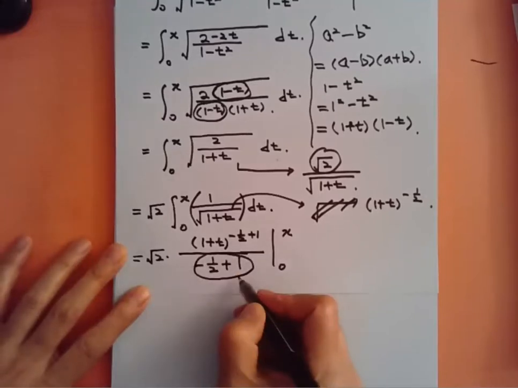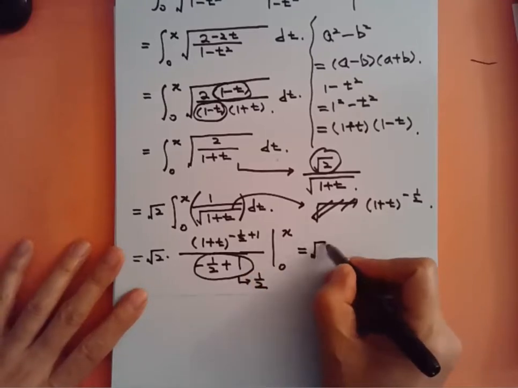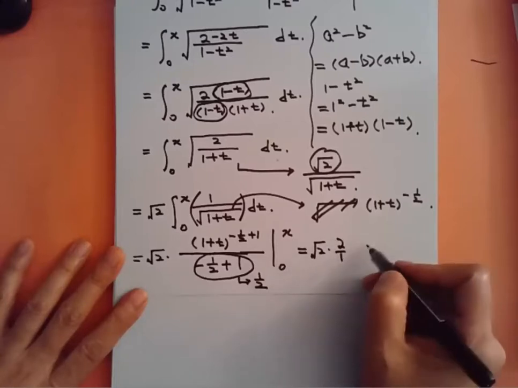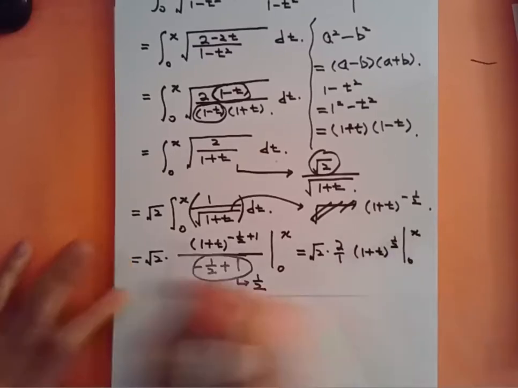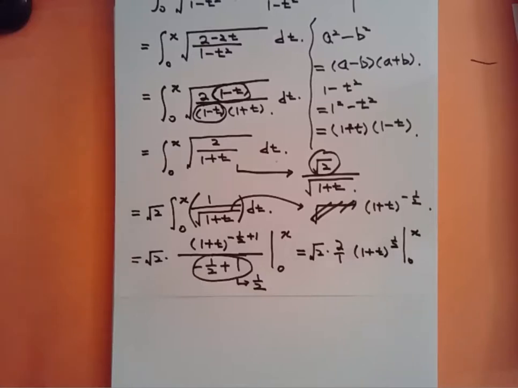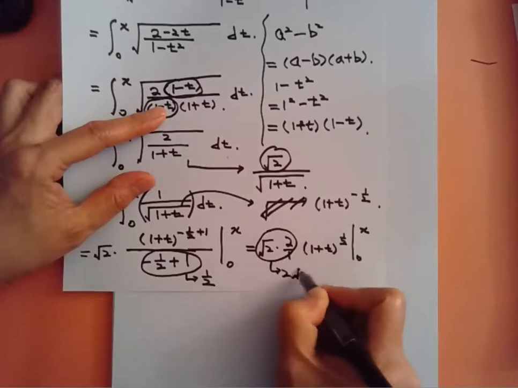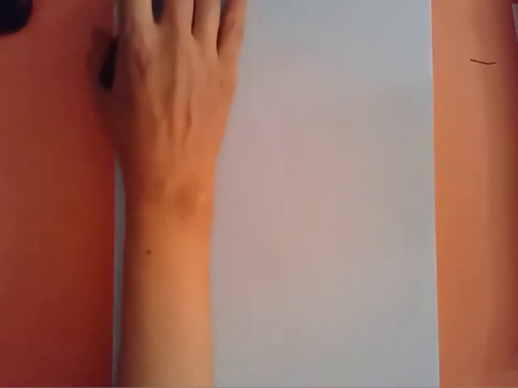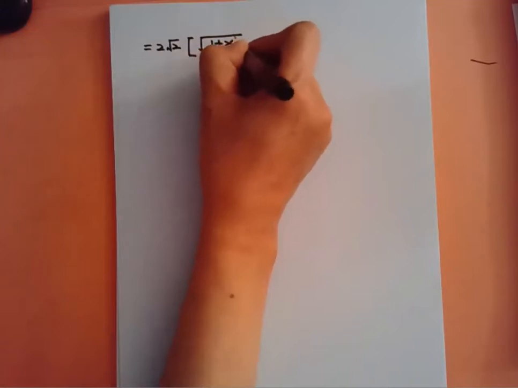If you calculate the denominator, then that is 1 over 2, and that appears in the denominator. And so we can multiply with the reciprocal, so square root of 2 times 2 over 1, which is 2. And then the numerator becomes 1 plus t to the 1 over 2 power, from 0 to x. As our last step, we will write this as 2 square root of 2, and then we will do substitution. Then that will be 2 square root of 2 times the square root of 1 plus x, minus 1.